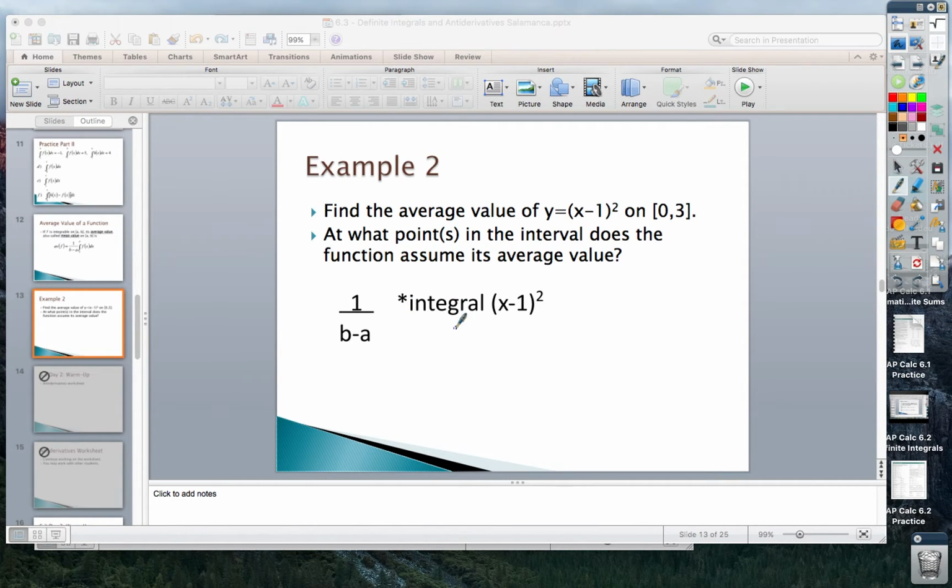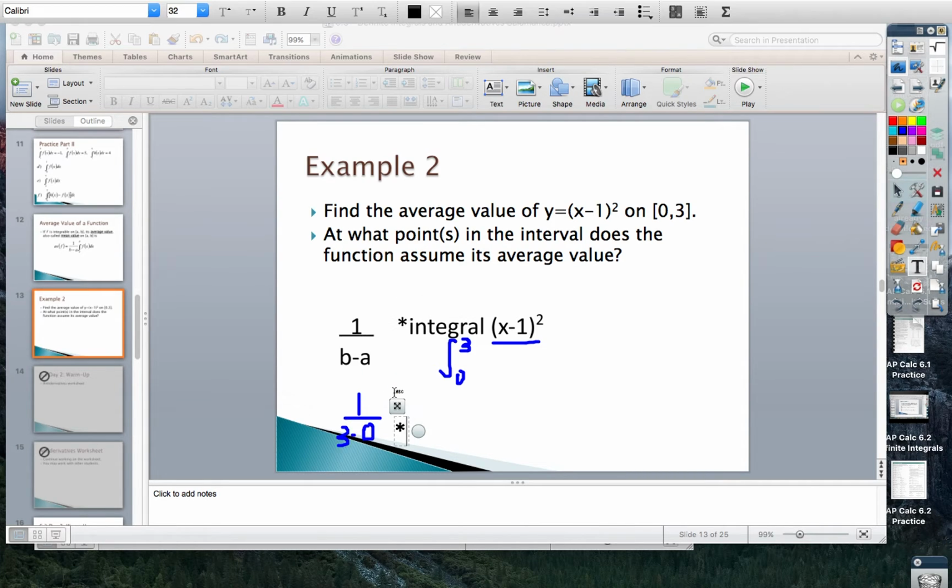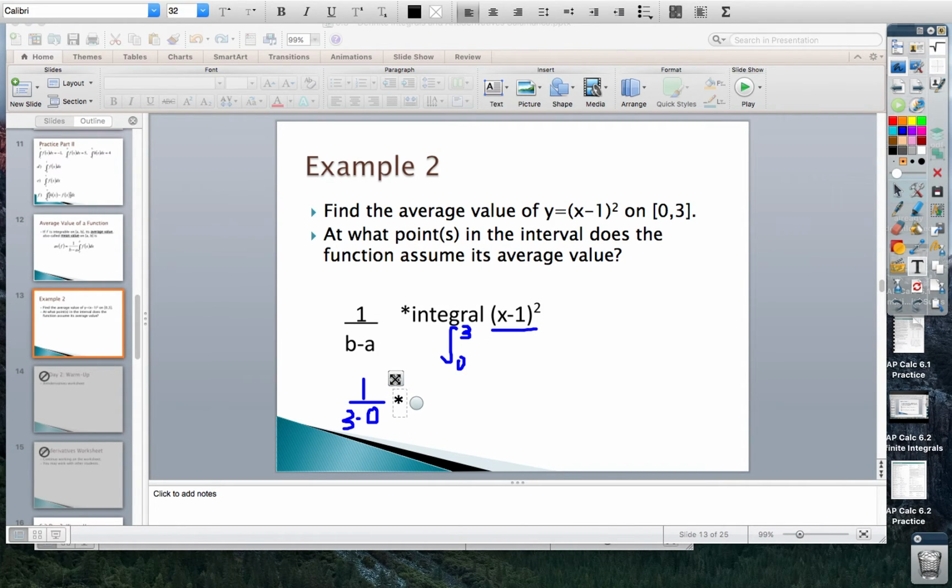So when you see this integral from 0 to 3, this is when you're going to want to punch this into your calculator and tell it the integral of this function from 0 to 3. We know when we do this left side portion, it's going to be 1 divided by 3 minus 0 times, and then if you did this in your calculator, like you're supposed to, you will get the answer of 9/3, which obviously is 3. So then you're going to be left with 1/3 times 3, which is equal to 1.